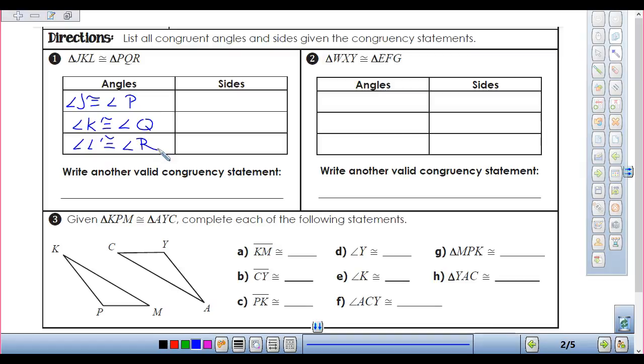You don't want to write it out. Now the sides. I always take the first two letters. So side JK is congruent to side PQ. Then I do the next two letters, so KL is congruent to QR. And then I do the first and the last, so JL is congruent to PR. There you go.